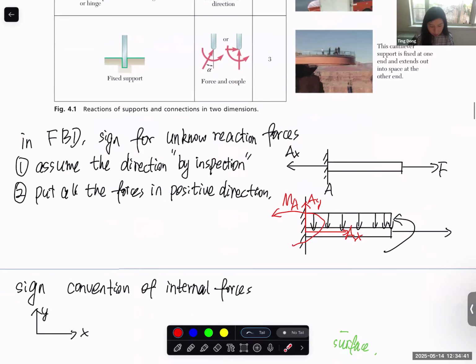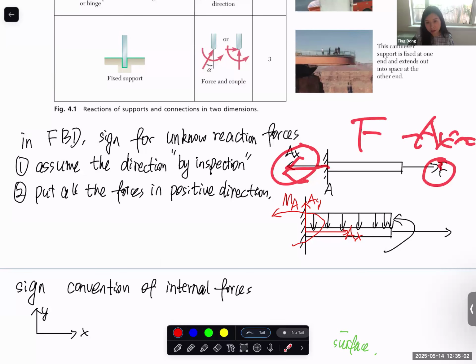And for the sign convention for the reaction force, truly it doesn't matter. Let's say by just checking the structure, you know the reaction force is in this direction, you can just put it in this direction directly, and after calculation, F minus AX equals 0 and AX equals F, a positive value. So okay, our first assumption is correct.